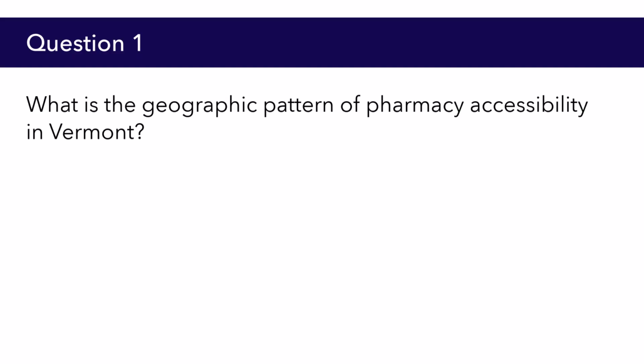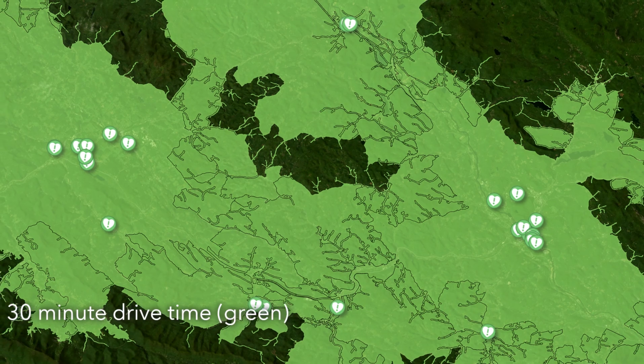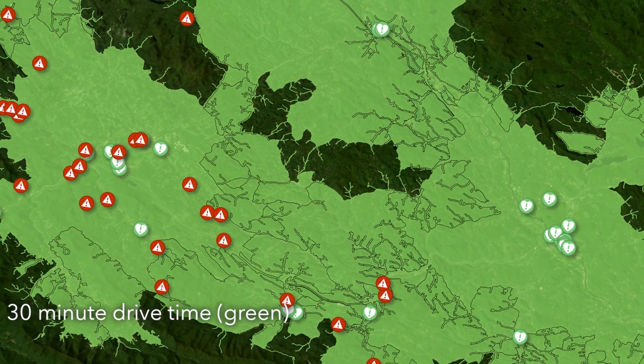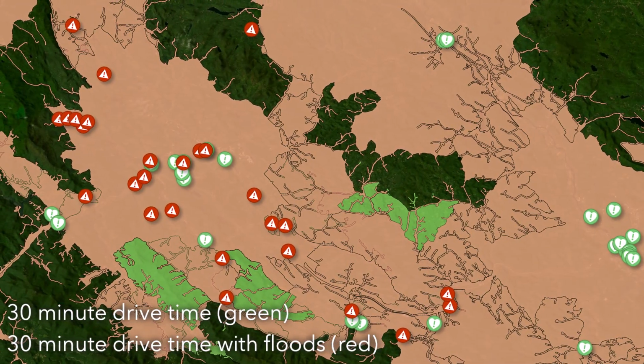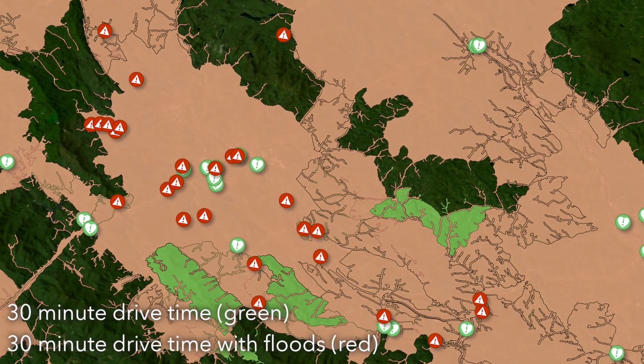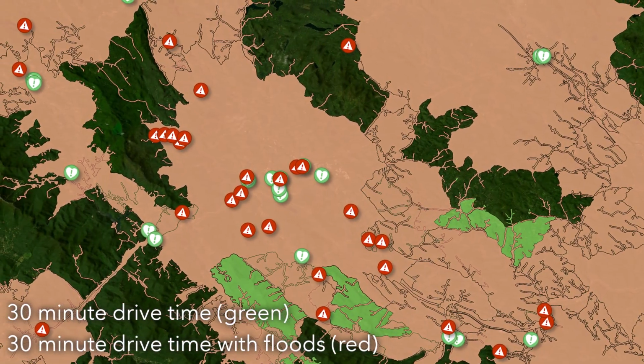These steps give us the information we need to answer our first question: what is the geographic pattern of pharmacy accessibility in Vermont? We can make minor adjustments to this workflow to answer our second question: how did accessibility change during the 2023 flooding event? By incorporating data points of road closures due to flooding, we can recalculate the travel areas, this time using road closure points as barriers, and summarize how populations serviced by pharmacies are affected by road closures during the previous flood.